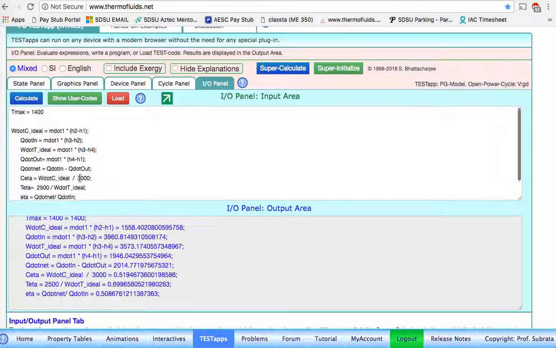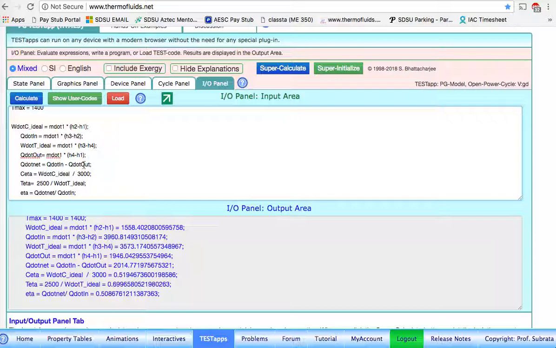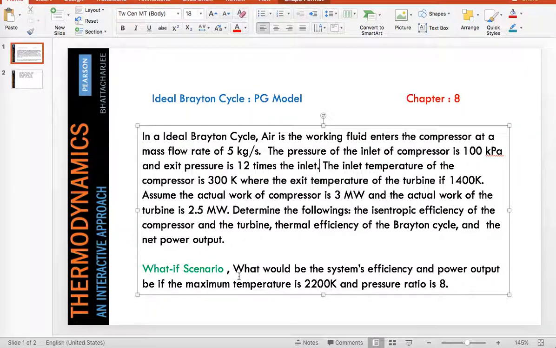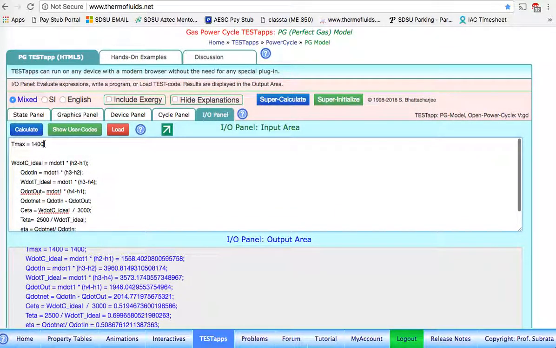So therefore, to move further, let's go back to the PowerPoint. What if scenario: what would be the system efficiency and power output if the maximum temperature is 2200 K and the pressure ratio is 8? Temperature about 2200, which we can do here. Enter.